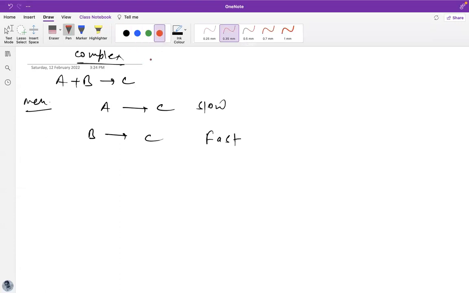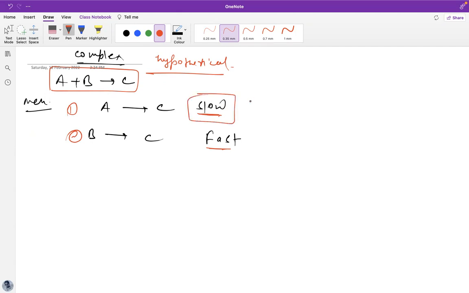Then listen, I'm just talking about a hypothetical example. I'm not saying whether this is correct or not. Suppose this is a chemical reaction and these are step 1 and step 2. So I am saying step 1 is the slow step and the second step is the fast step. So the slow step is always the rate determining step, RDS.